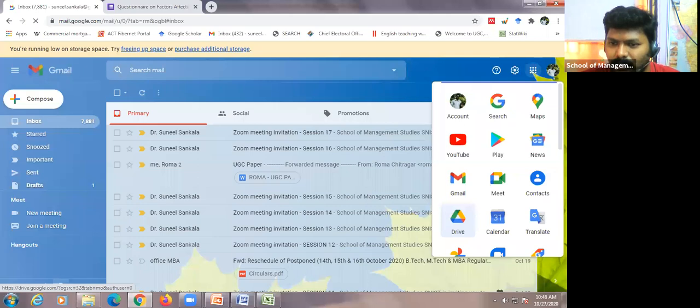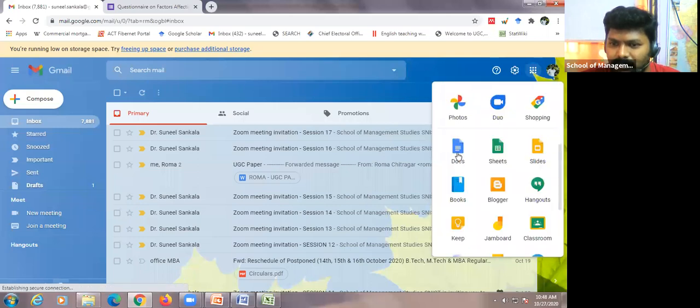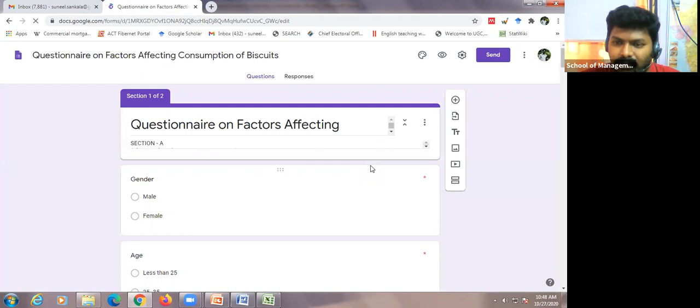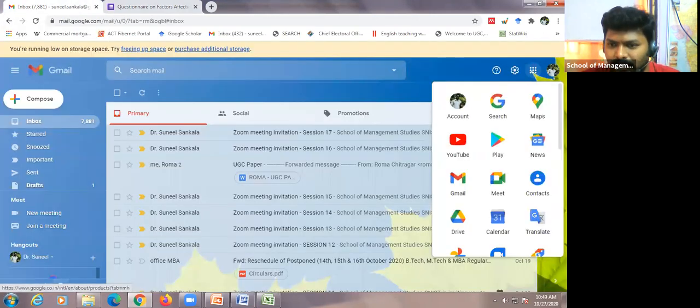In that, I'm talking about this Google Docs. Once you click, it will open Google Docs. In Google Docs, again you have to find Google Forms. We have Google Docs, Google Slides, and Google Forms. Once you open this Google Form, various options are available. Now let me show you one simple one.